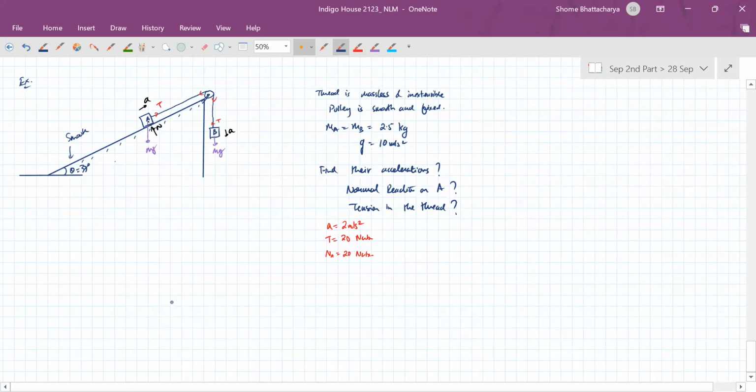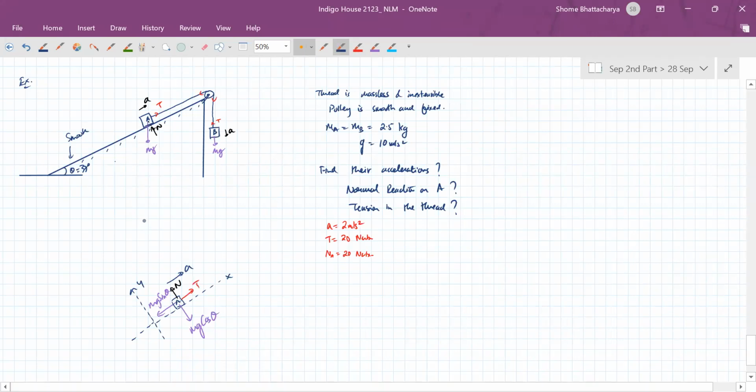So when you make the FBD for the block A, it's moving along this surface with an acceleration a. So you can take this as our x-axis and take perpendicular to this as our y-axis. So when we resolve the forces and show it, the weight's components will be mg cos theta and mg sin theta. And the normal reaction will be like this. And the tension in the thread will be like this.